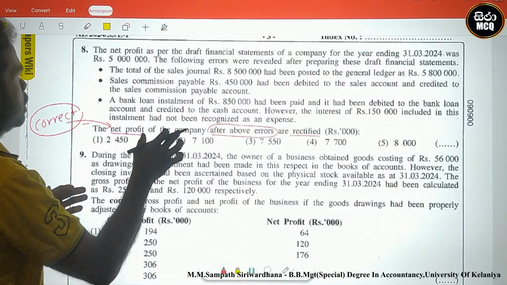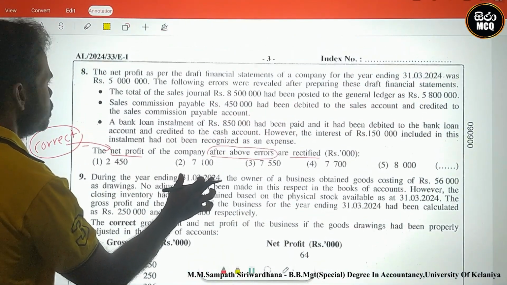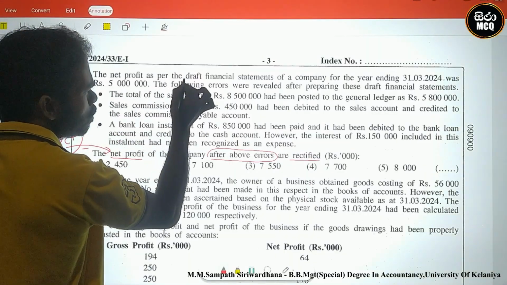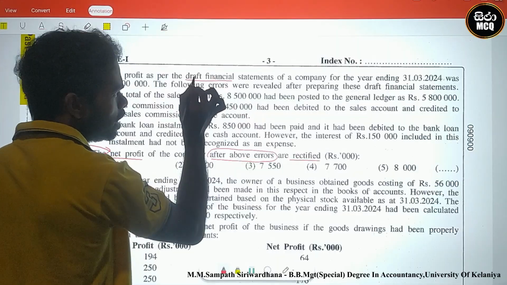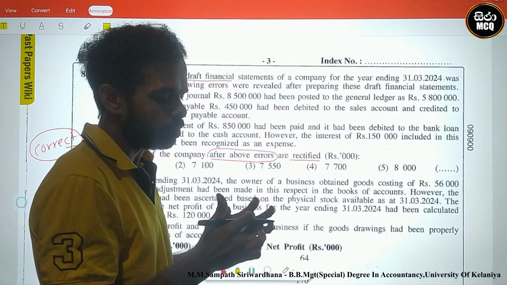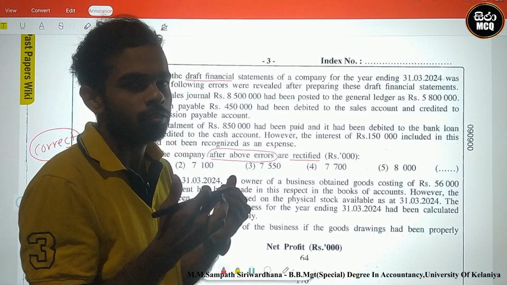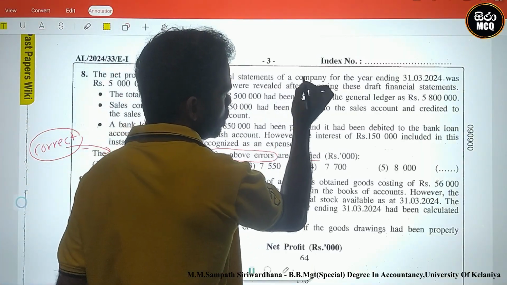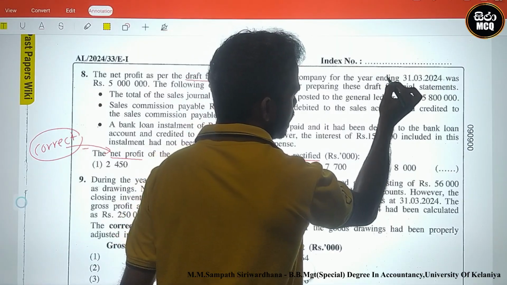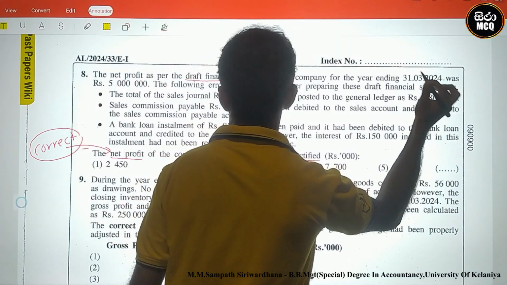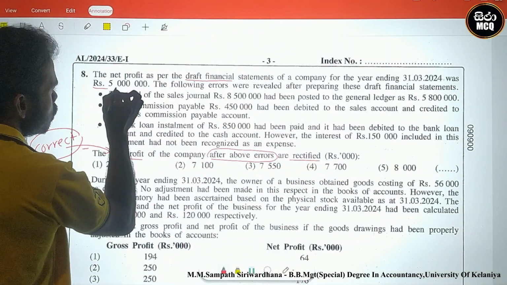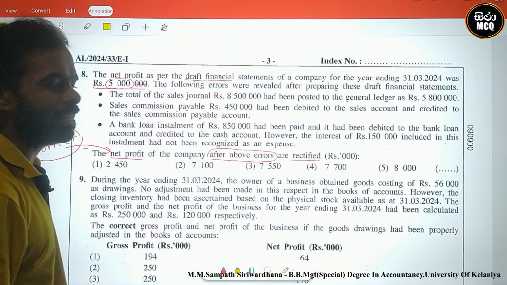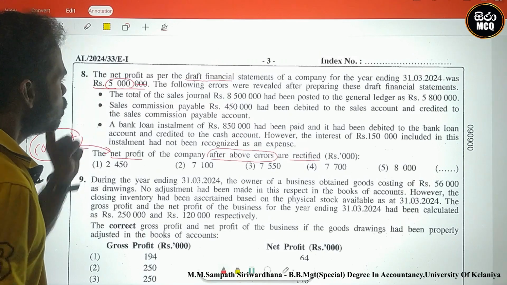We must firstly concentrate on the question. Look here, the net profit as per the draft. Look here, draft financial statement. This draft means the current financial statements. Draft financial statements of the company for the year ending 31st March 2024 was 5 million. I said 5,000. 5 million. Look here, net profit.